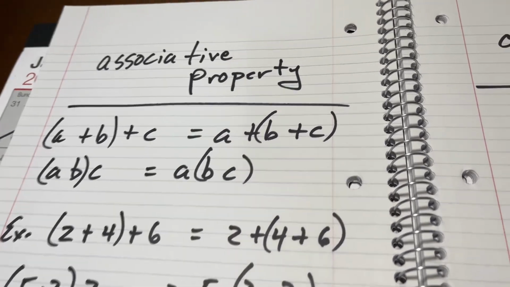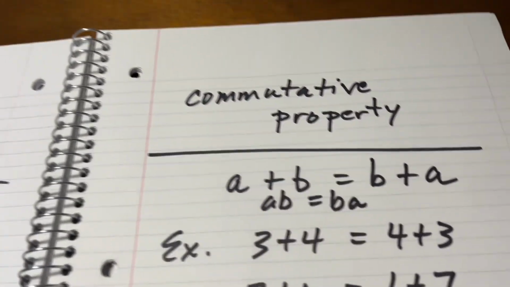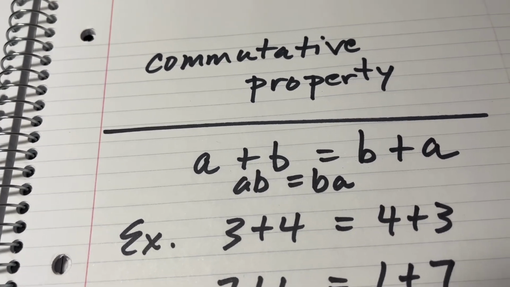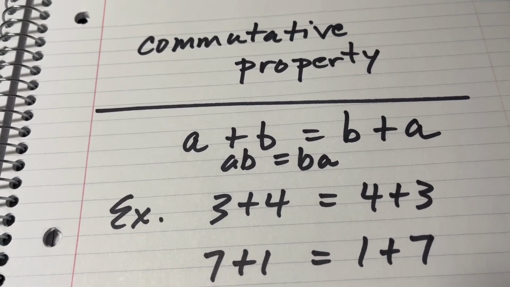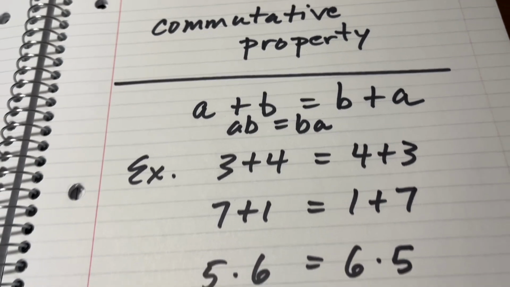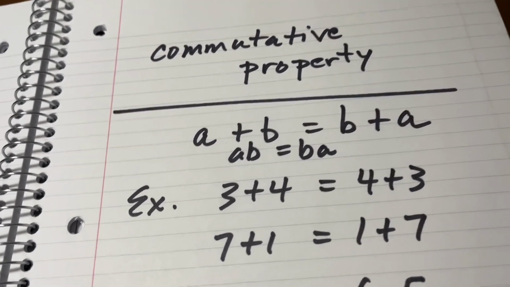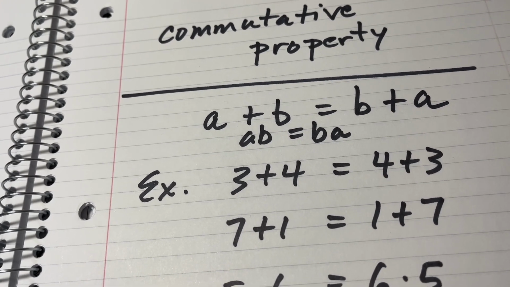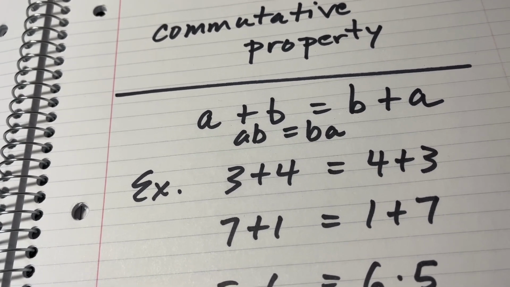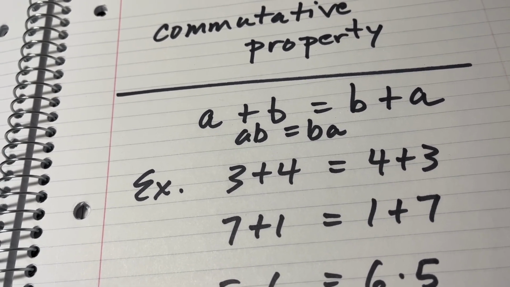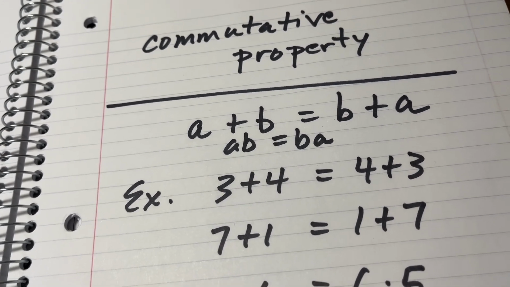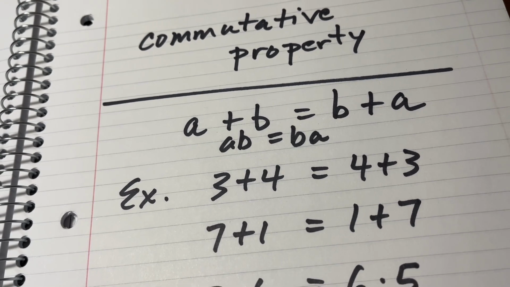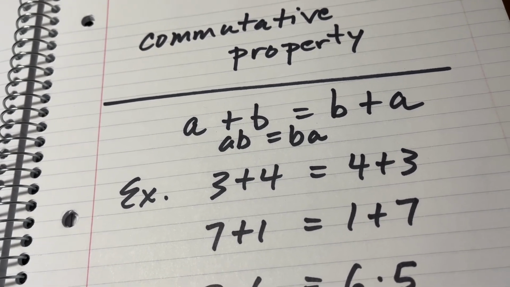So let's review, okay? With the commutative property, the order is changing in the numbers, and it works for addition and it works for multiplication. Now, it would not work for subtraction. Think about it. 3 minus 4 is not the same thing as 4 minus 3. So the commutative property only works for addition and multiplication. It does not work for subtraction. It does not work for division.